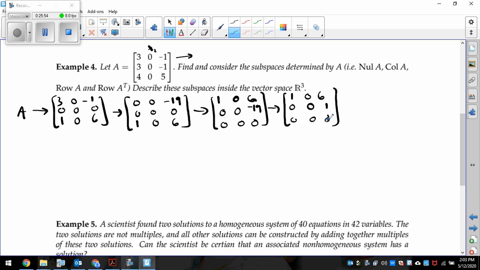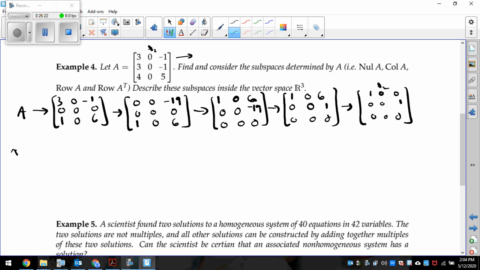Okay, so here we can see something pretty clearly. You can even eliminate that 6 there if you wanted to keep going. Let's go ahead and do that to get to reduced row echelon form. So we can see that x2 is a free variable. We could see that from the beginning because we had a column of zeros. And x3 is a basic variable and x1 is a basic variable.